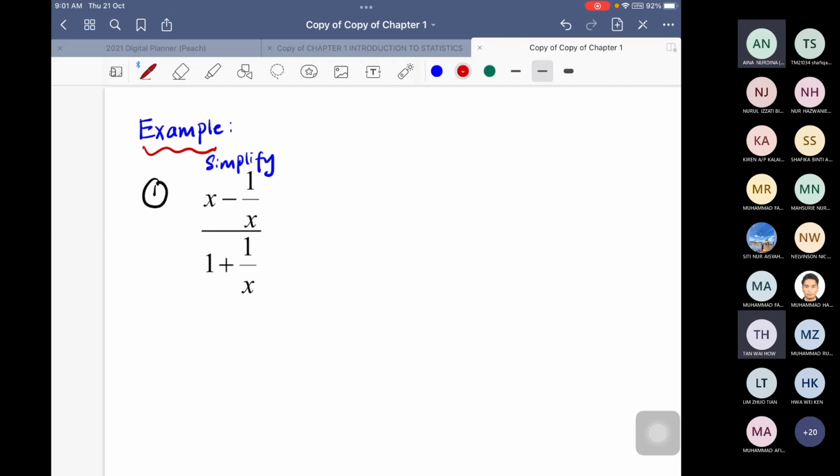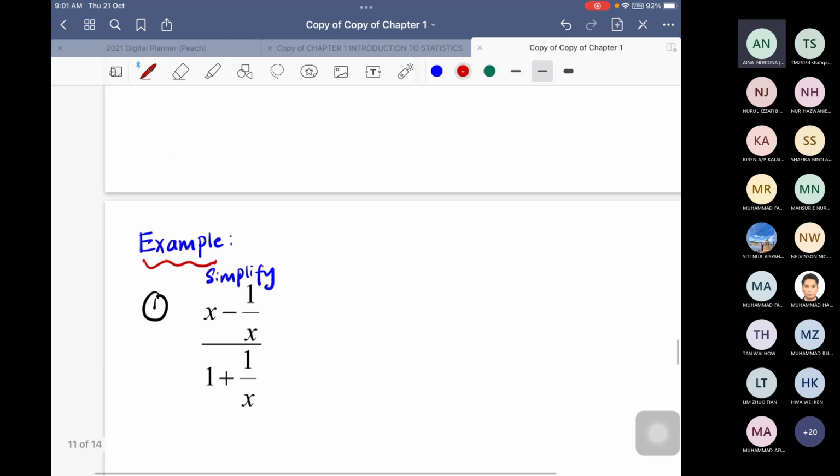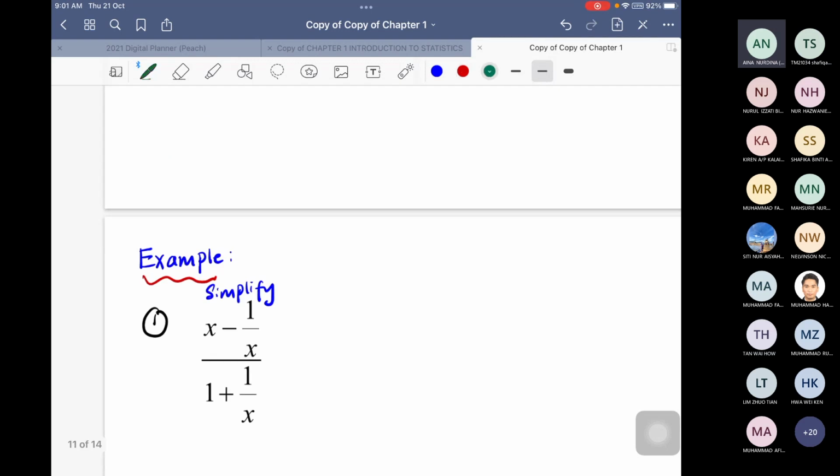Factorize the numerator. Factorize the numerator. How do you factorize the numerator? Okay, let me give you an idea. Okay, for example, let's say if I have something like 1 tambah 1 per 3. So, macam mana kita nak buat operation dia? So, what we have to do adalah, so kita kena samakan dia punya numerator. So, it's going to be, untuk case ni, ni sebenarnya bukan 1, ni adalah 1 per 1.